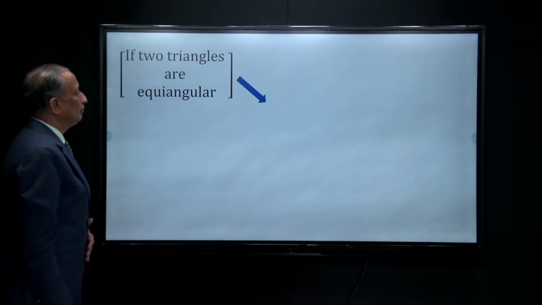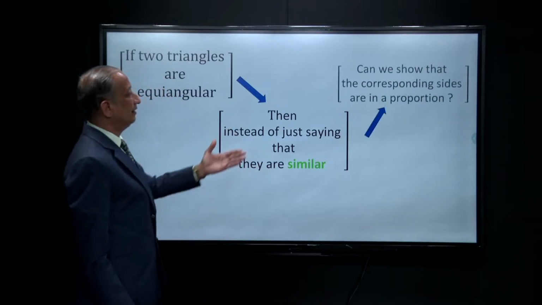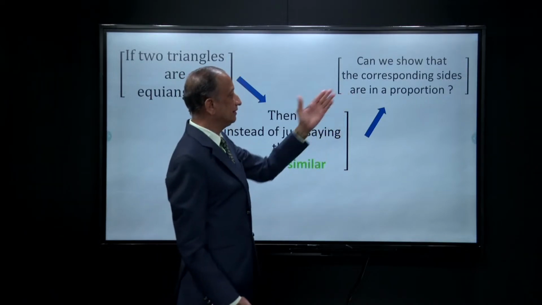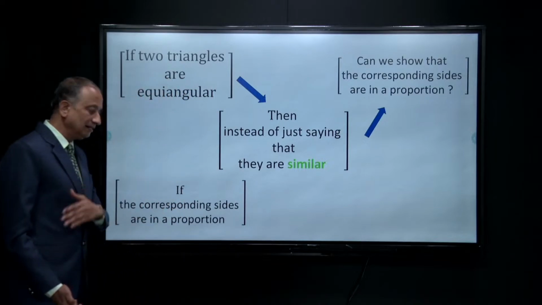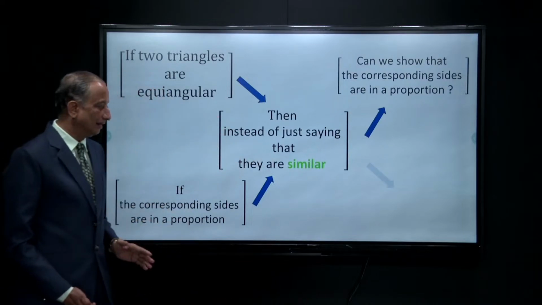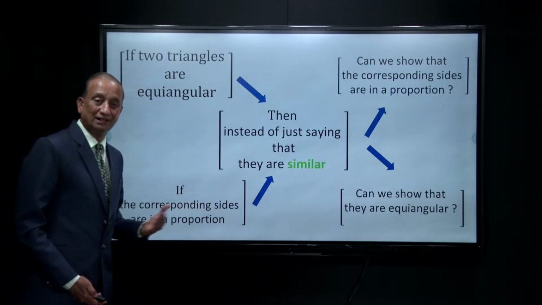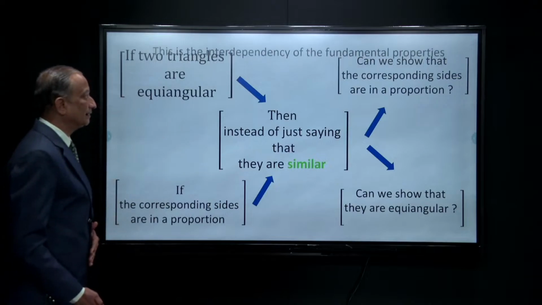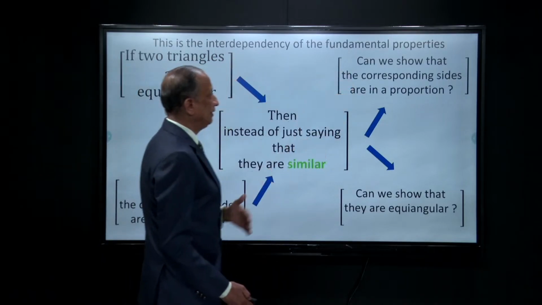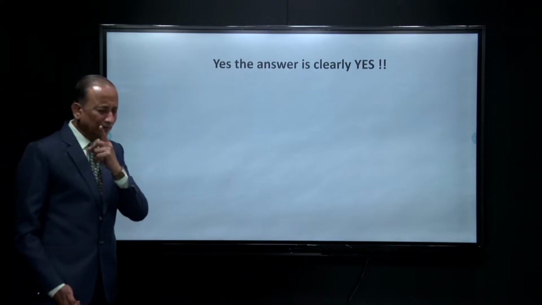So, if two triangles are equiangular, then instead of just saying that they are similar, can we show that the corresponding sides are in a proportion? Can we demonstrate this, children? Or if the corresponding sides are in a proportion, then instead of just saying similar and stopping there, can we show that they are equiangular? Is it possible to demonstrate like this, children? This is a very, very interesting point. This is called the interdependency of the two fundamental properties. Yes, the answer is clearly yes, children.